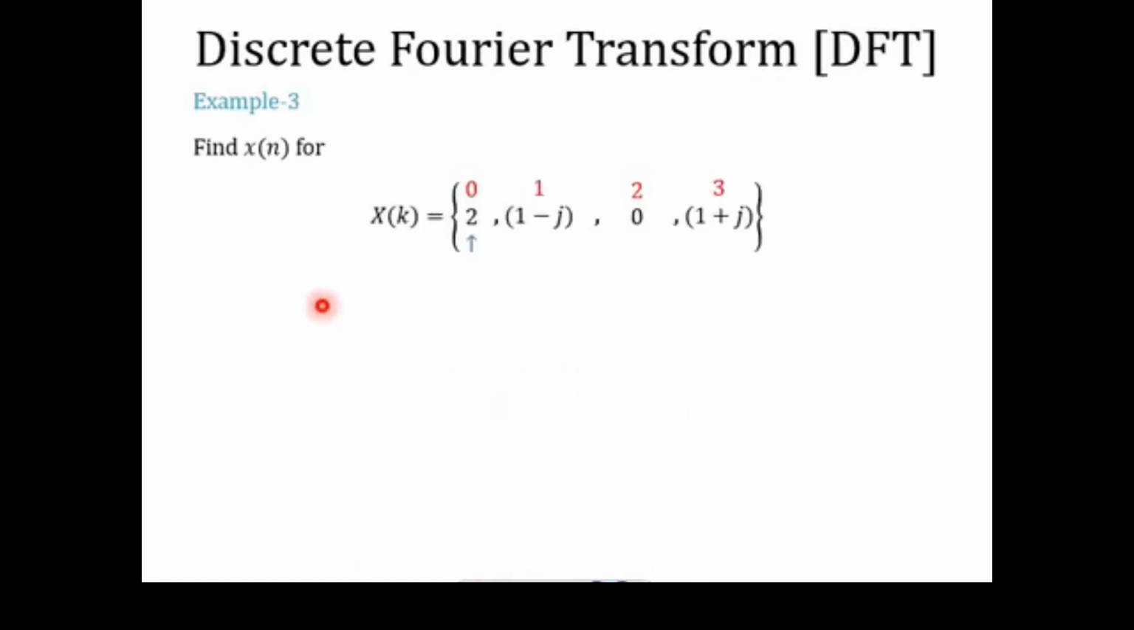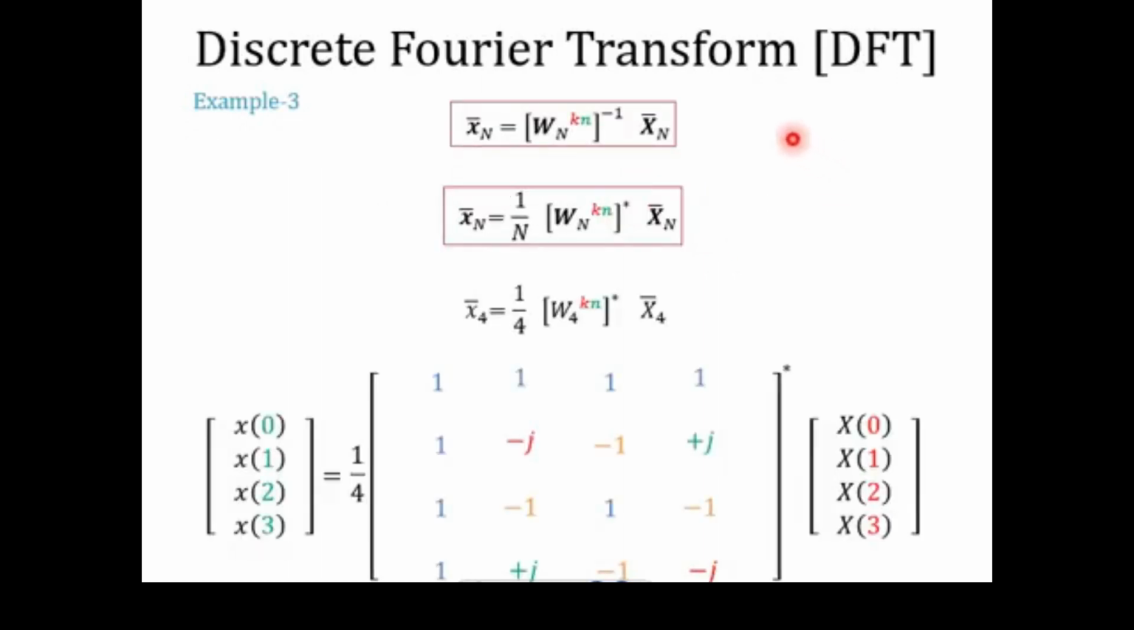Now let's come to example 3, in which it is required to find or recover x of n with the help of these DFT coefficients. So this is the case of inverse DFT, which can be solved using the DFT synthesis equation in the form of matrices. Now, as we discussed earlier, there are two possible methods to solve the synthesis equation of DFT in the form of matrices. The first method involves the inverse of a W matrix, while the second method includes the conjugate of the same W matrix and then divided by N.